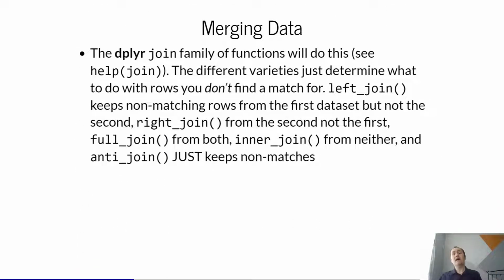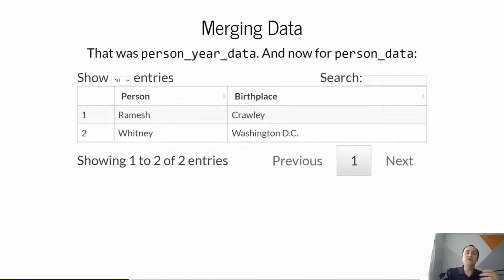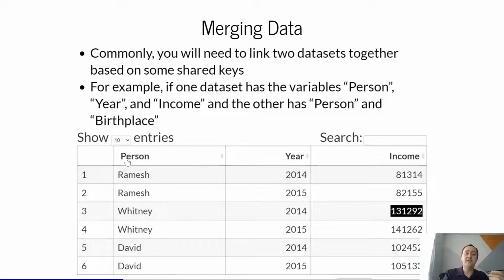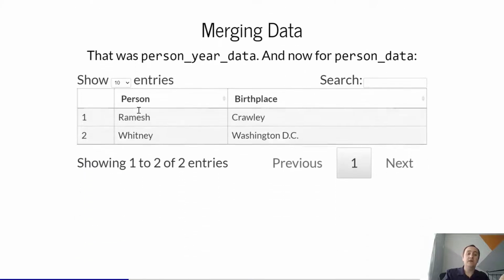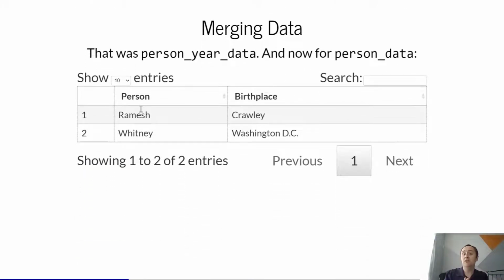So in dplyr, the join family of functions will do this for us. There's a bunch of different join functions, basically what they do is they line things up. What we're going to do is tell it the names of the key variables that are shared between these two, right? So the identifying variables here are person and year, and here it's just person. They share the person column, so I can use join to line things up.